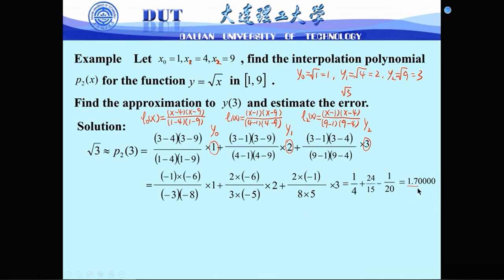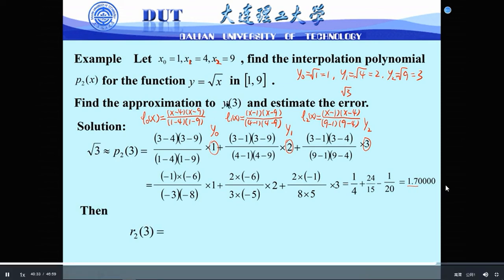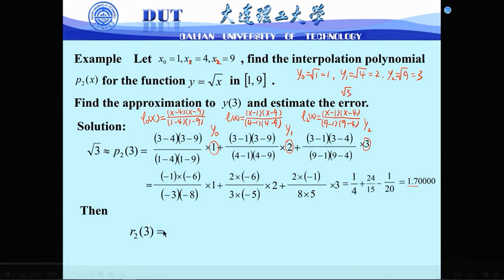See, it's okay? And also here, we need to consider the error. So now we consider the error term. R2(x), because we focus on 3 when x equals 3. So here we replace x by 3 directly. So R2(3) is actually the square root of 3, the exact value, minus the approximate value P2(3).